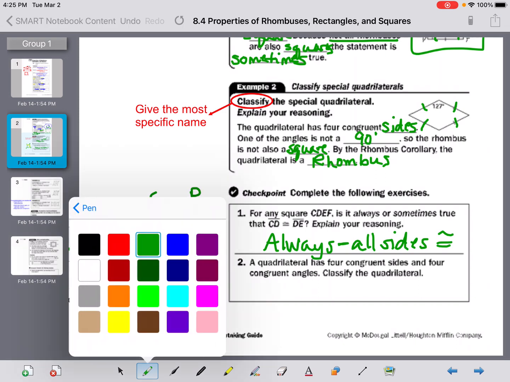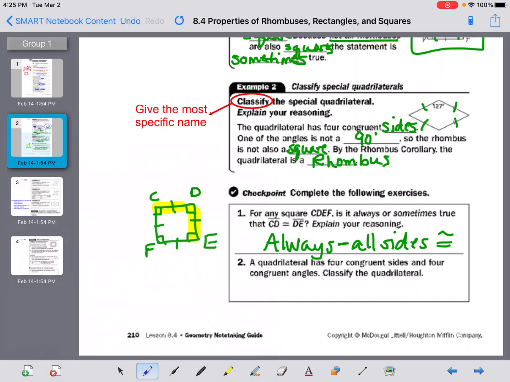All right. For number 2, a quadrilateral has 4 congruent sides and 4 congruent angles. What's the most specific name we can give? Well, rhombus is the 4 congruent sides. Rectangle is the 4 congruent angles. But now when you have both, it has to be a square.